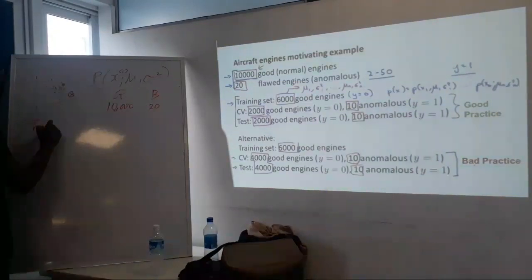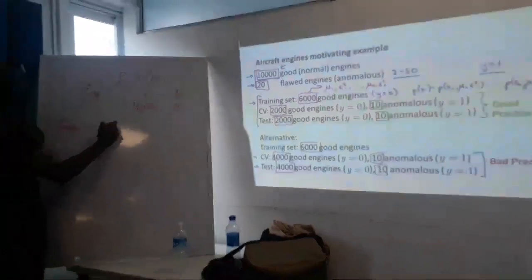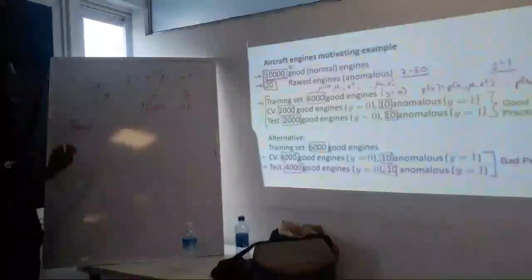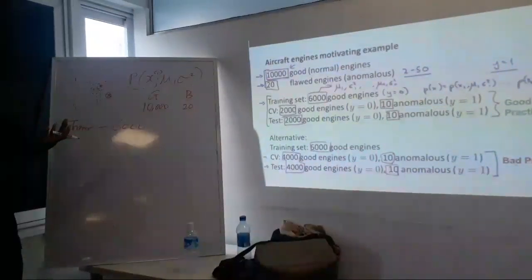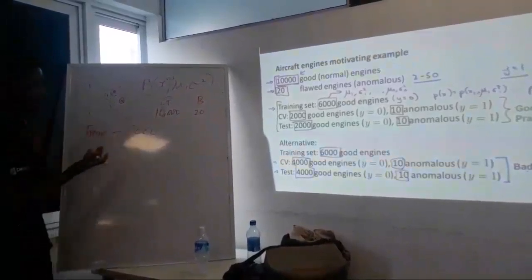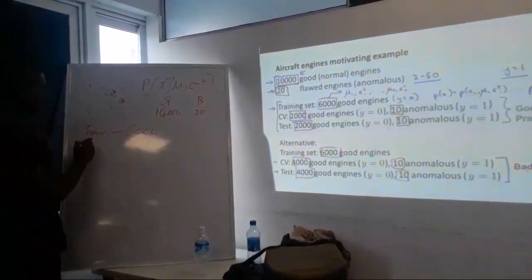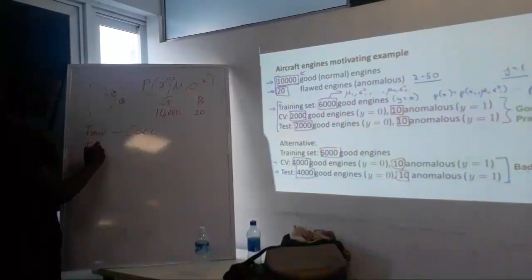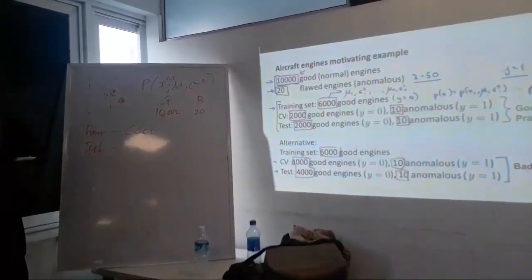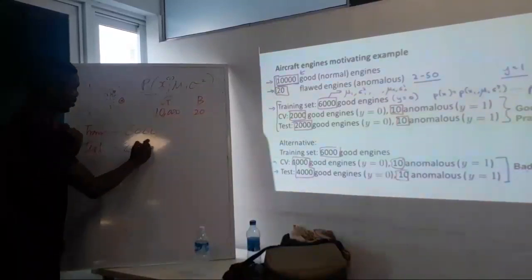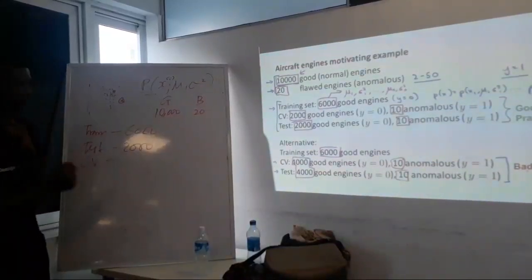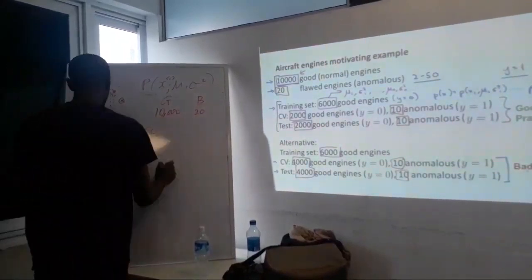For your train, what do you do? From this 100,000, what are you going to do? Take 6,000, right? Sorry, from 10,000, you select 6,000, right? Then what will be your test set? What will be your validation set? This is how we do this.